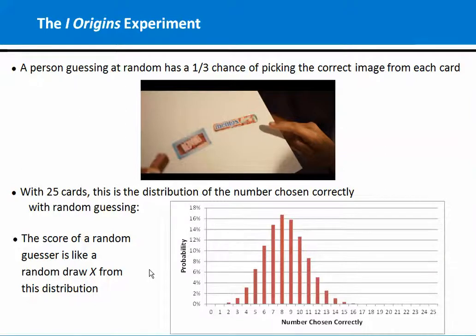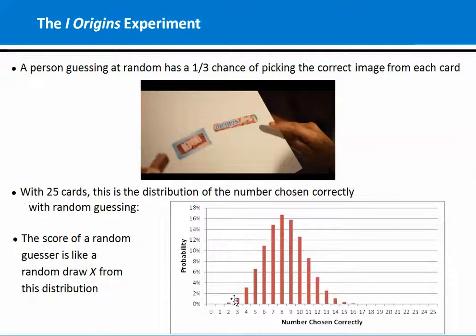Now, every time somebody does this experiment with 25 cards, the score that they get is like one draw of a random variable x from this distribution. That's the way we want to think of the underlying population for random guessers. It looks like this distribution. Every time we run the experiment, we're getting one draw.